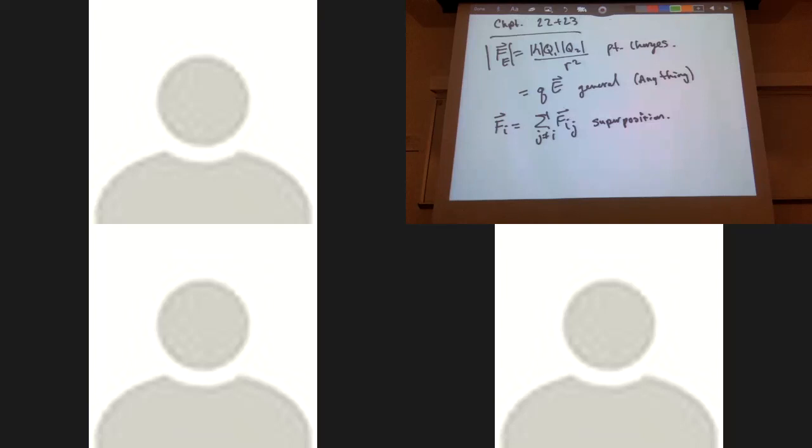What else? Forces from point charges. Superposition. And I'll circle this one in here too. So basically a whole bunch of stuff about point charges. So electric fields from point charges, potentials from point charges, forces from point charges, all that kind of good stuff. So that's the third long problem.